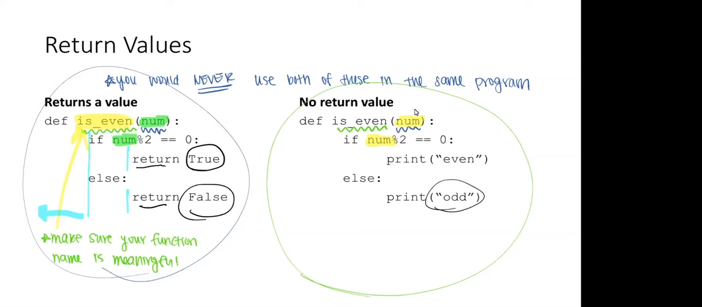Notice that odd is not being returned. We are just printing it. No value will be sent back to the function call. Instead, it performs an action and nothing is being returned. So there is no word return. That means you know there will be nothing returned inside of this function.